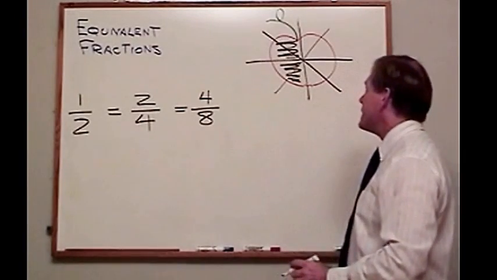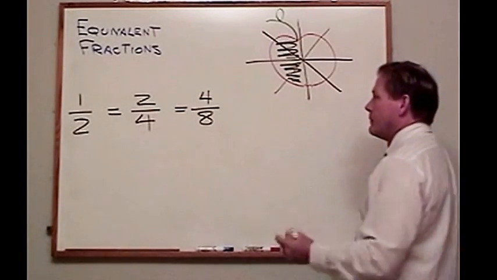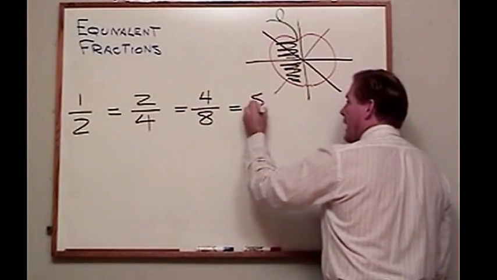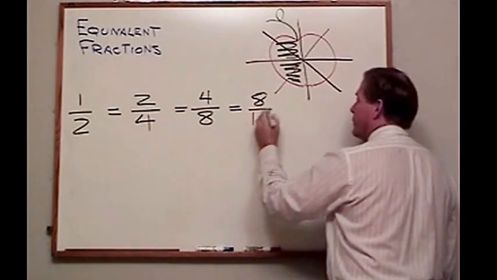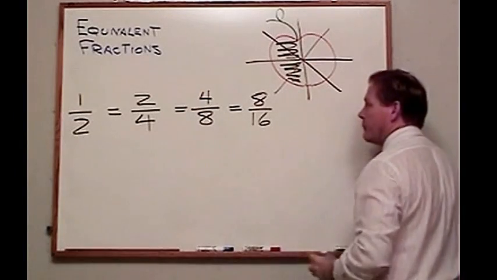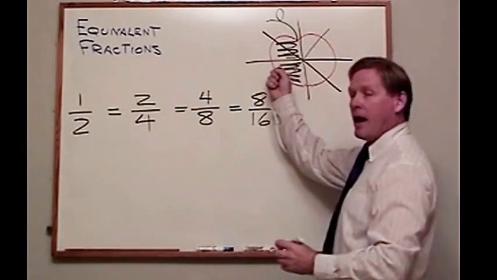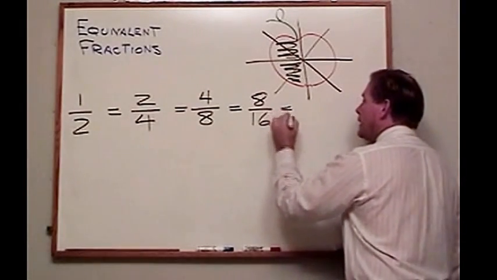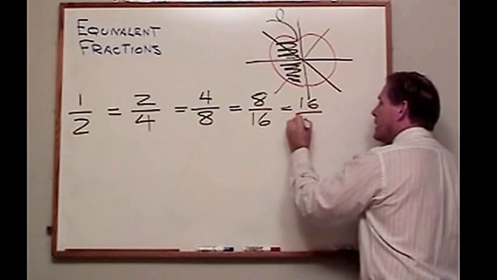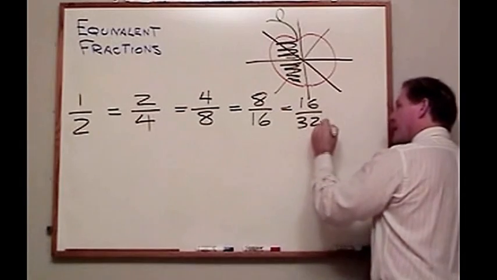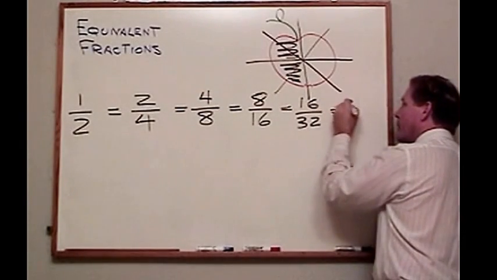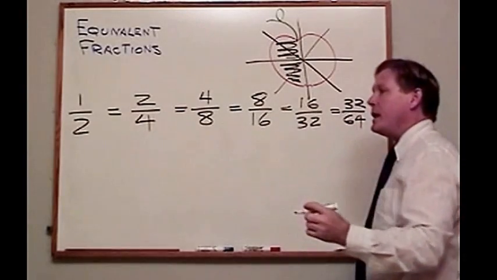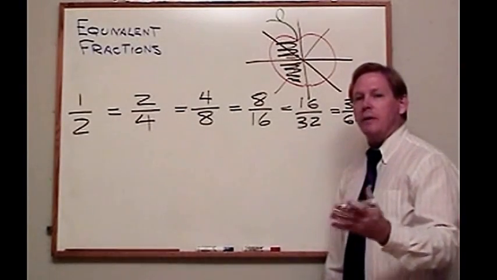Now if we divide this apple again, the same thing will happen. But we will end up with 8/16 this time. If we divide each of those pieces in half, we'll end up with 16 pieces, and in our half of the apple we'll have 8 of them. If we divide it again, we'll end up with 16/32. If we divide it again, we'll end up with 32/64. Now, we can continue to divide that apple endlessly.